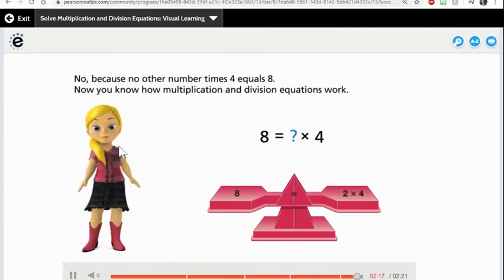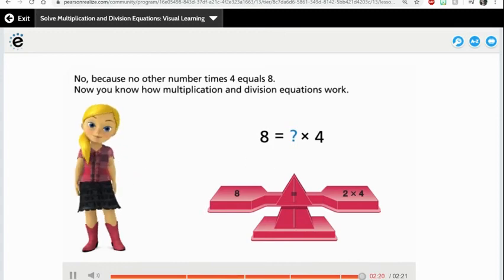Now you know how multiplication and division equations work.